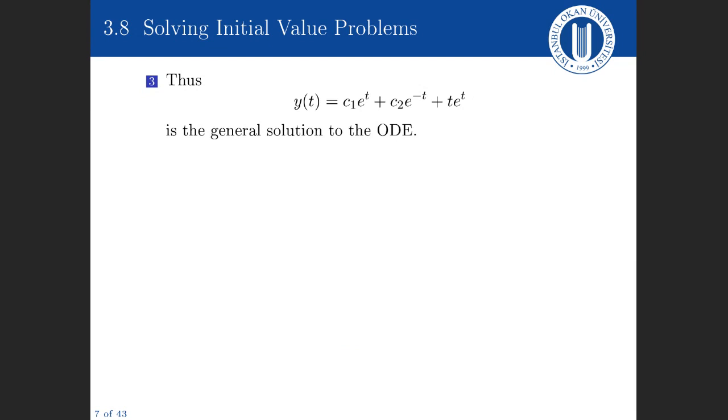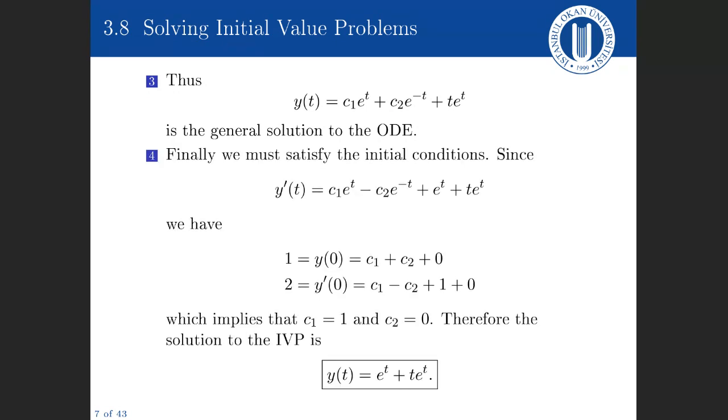Step three, we add our two functions together. We're going to take the solution to the homogeneous equation and add it together with our particular solution to the non-homogeneous equation. So that's c1 e to the power t plus c2 e to the power minus t, and then plus our particular solution, t e to the power t. This is the general solution to the non-homogeneous differential equation.